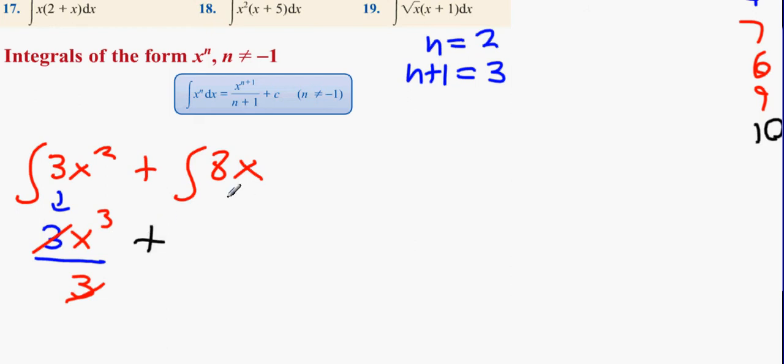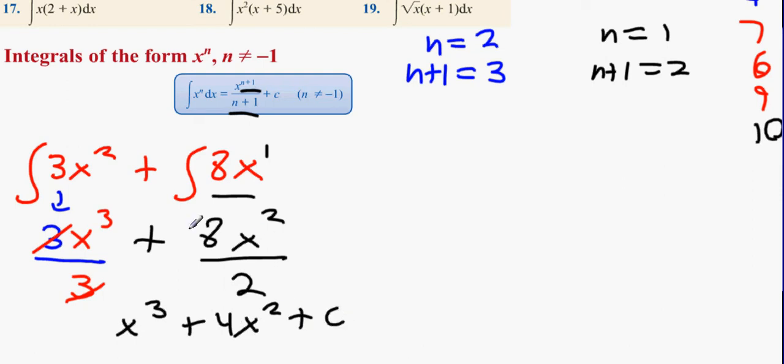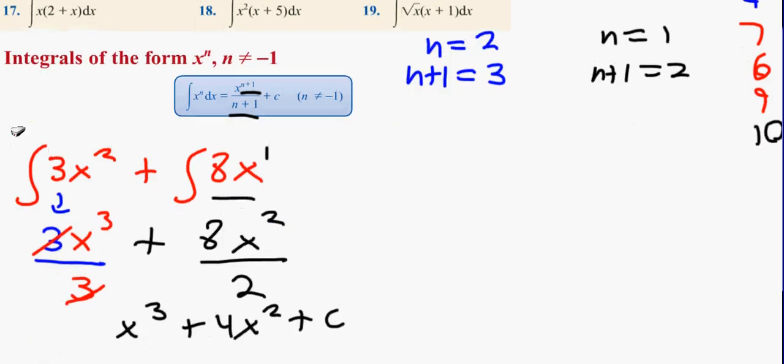Likewise for this one here, we're going to have n equals 1, n plus 1 equals 2. So what we're going to get is 8 going straight down, x to the power of n plus 1, which is 2, divided by n plus 1, which is divided by 2 again. So we're going to get x cubed plus 4x squared plus c. Okay, for this part here. So that is question 11 done.